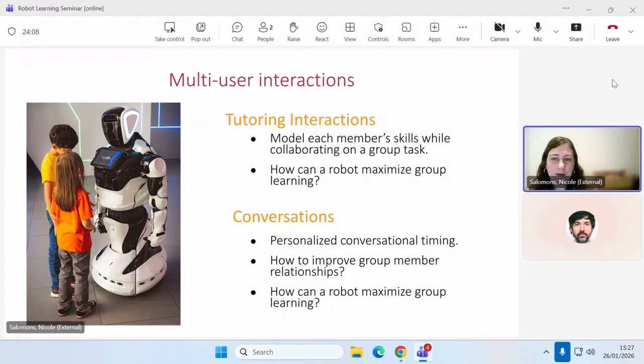So yeah, my student is currently looking at how we have a robot that understands the skills of each individual in the group, then optimizes for the group as a whole. Because if we only ever focus on, let's say, the child with the least amount of skills, then the other kids might grow bored over time. So the robot really needs to understand and interact with every single member in the group.